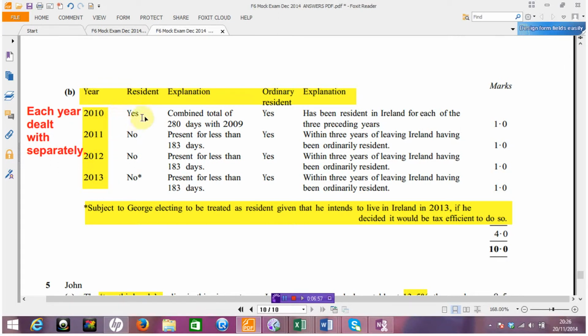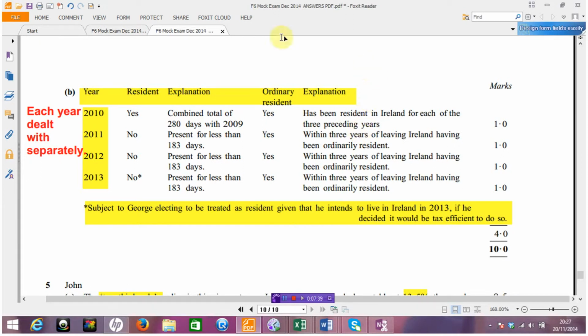And you'll see, if we just deal with the residency side first for 2010, looking at the look back rule based on this individual's circumstances, he certainly would have been resident, because I think he left late in the year. He would have been there for the whole year of 2009. Therefore, under the look back rule, certainly he's resident. In terms of the ordinary resident status for this individual, he'd certainly been resident for the 3 preceding years. As it said, he'd been resident all the way up to the middle of 2010. Therefore, he will have been ordinarily resident in that year.